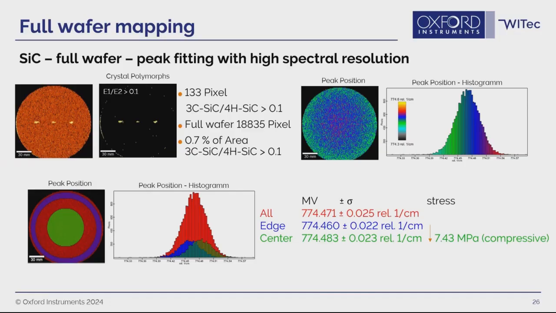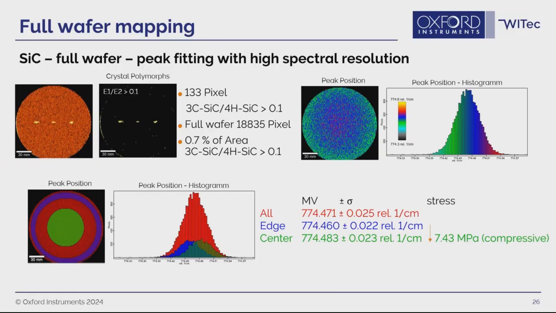As the E1 band is almost absent for 4H silicon carbide, the threshold was set to 0.1. So whenever the ratio was larger than 0.1, this pixel counts as 3C silicon carbide. With this threshold, I determined 133 pixels contain 3C silicon carbide out of 18,835 pixels for the full wafer. Following, we have an area coverage of 0.7% of 3C silicon carbide.